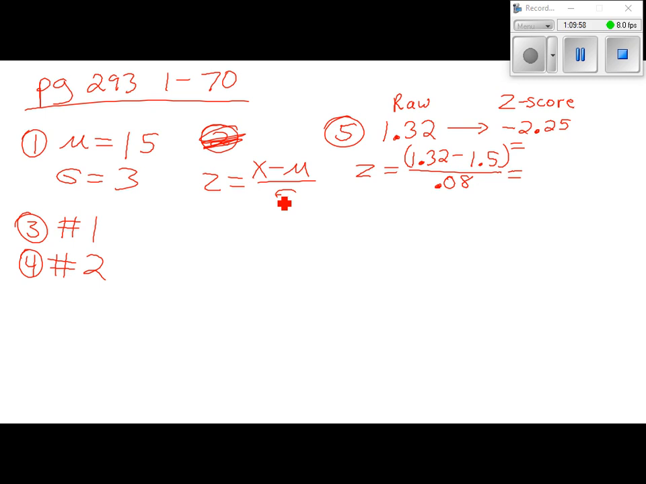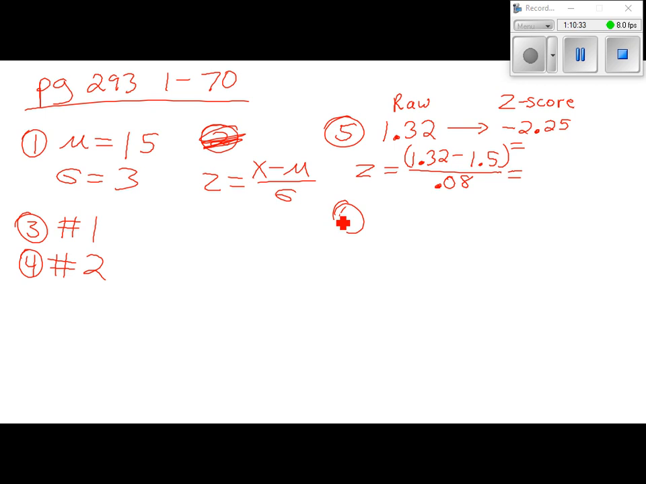Back to number 5 real quick. Number 6 asks you if any of them are unusual. What's going to make any of these z-scores unusual? Was that z-score unusual? Yeah. If it's more than 2 standard deviations away from the mean, anything more than that is considered unusual, about 5%. So that one would be unusual, and maybe some of the others would be unusual also.